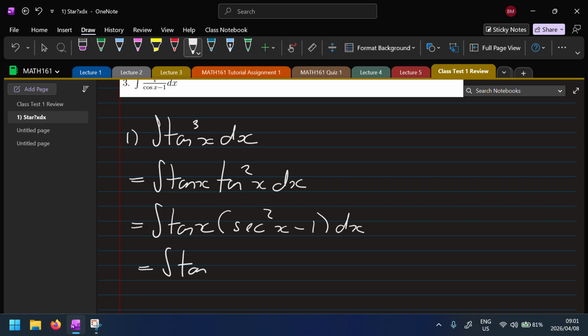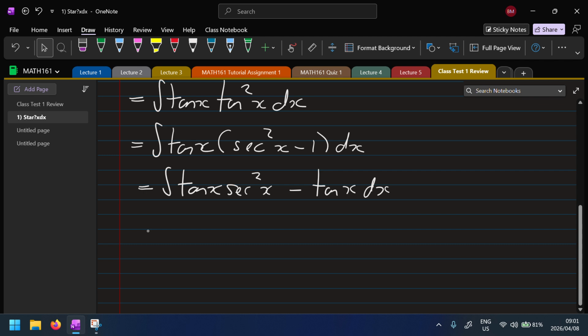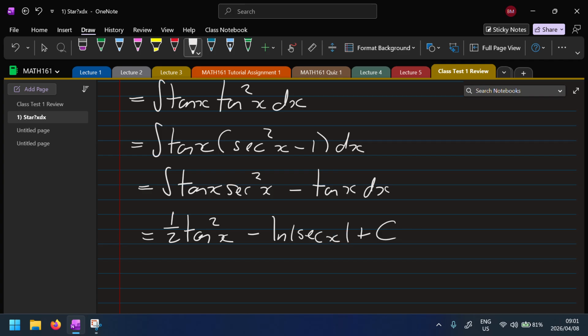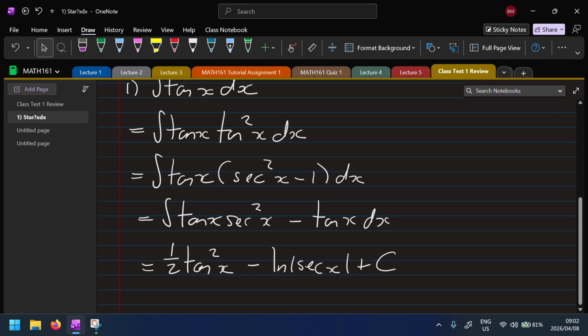And then here we can just do it as 2 separate problems. So here we'll have tan x sec squared x minus tan x dx. So the derivative of tan is sec squared, so it's just half tan squared. And then the integral of tan, that's just ln sec. Okay, pretty straightforward for this one.